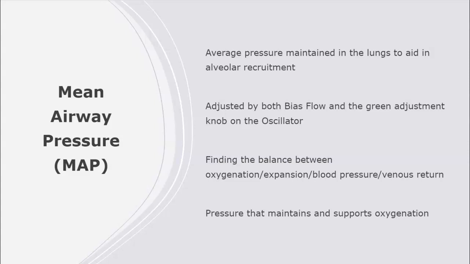And then also you want to make sure you're not giving so much that we're causing blood pressure issues, maybe on a very, very unstable child, and we're not decreasing venous return, just as with any other baseline or average pressure, such as with PEEP. Same considerations, you just look for the optimal. And then this is the pressure that maintains and supports oxygenation and alveolar recruitment.